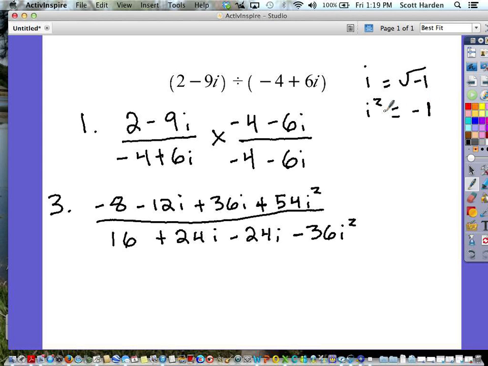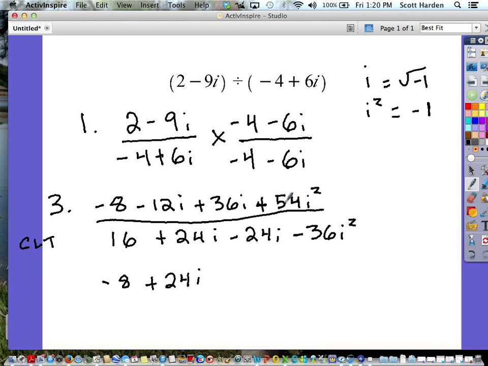Now I'm ready to plug this chart in, okay? I'm going to do it down here. I'll do it on the top first. So I've got negative 8. I can go ahead and add negative 12i and 36. Those are like terms, aren't they? They are like terms. I can CLT this thing. CLT, combine like terms. I got negative 8 plus 24i.